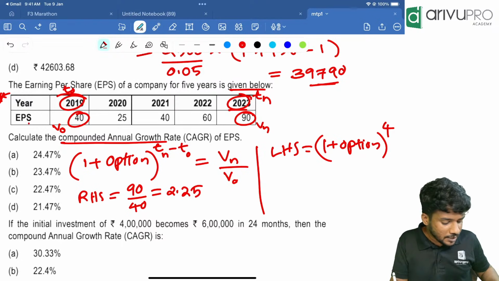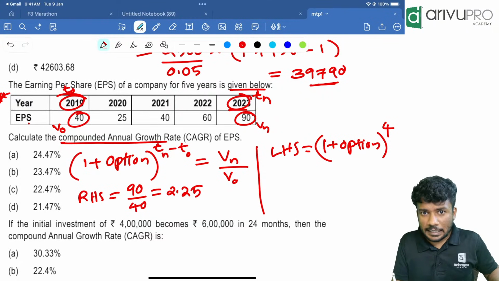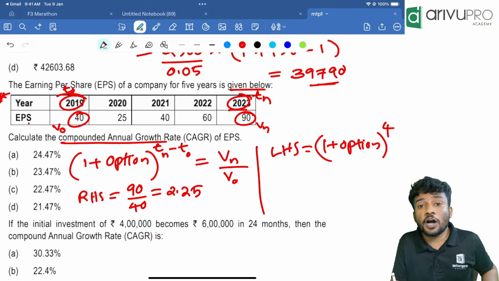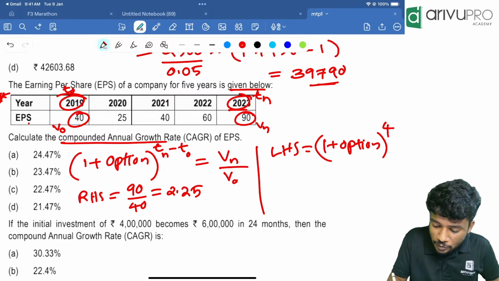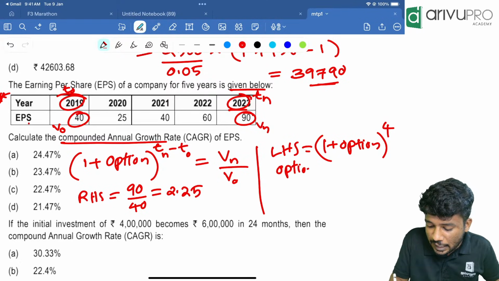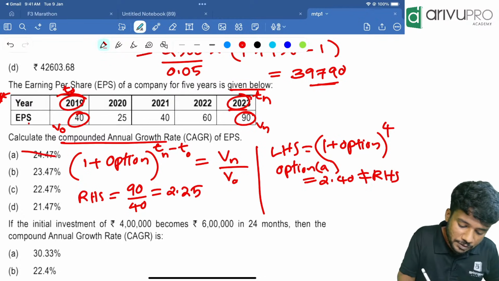So first option is 1 plus option, meaning 1 plus 24.47 percent. You will get it as 1.2447. That is the LHS. Then multiply it how many times? 3 times. 1, 2, 3. How much did you get? When you try option A, you will get 2.40, which is not equal to RHS. That means option A is wrong.